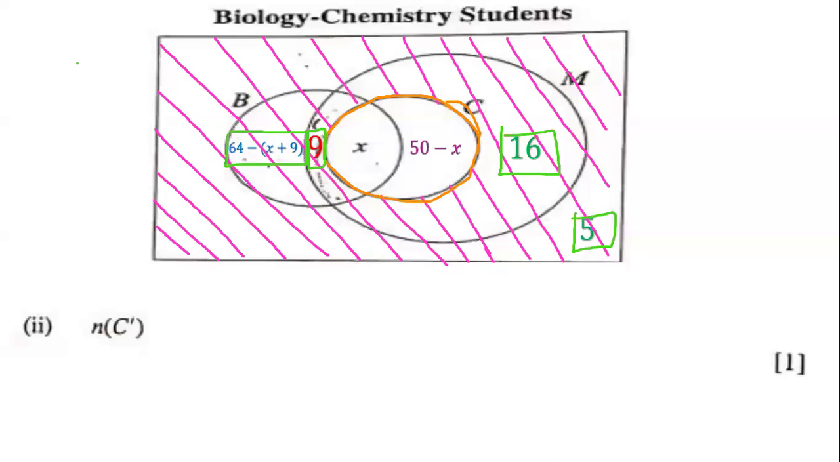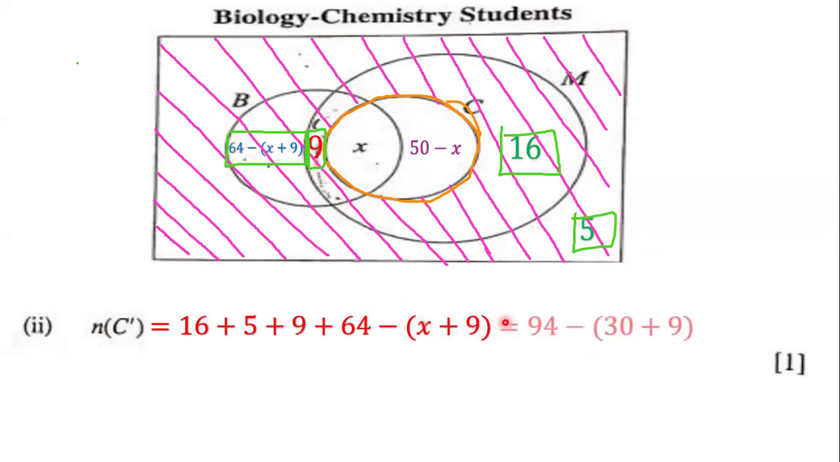And so let's operate on that. We have 64 minus x plus 9, that's what we have here. We have 9, which is here. We have 5, which is here. And we have 16, which is here. Now, what is x? Well, x is 30, so we substitute 30 in here.